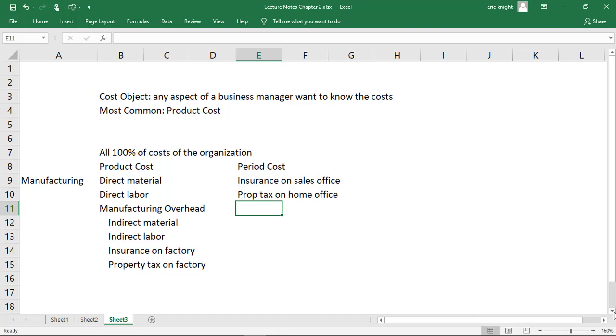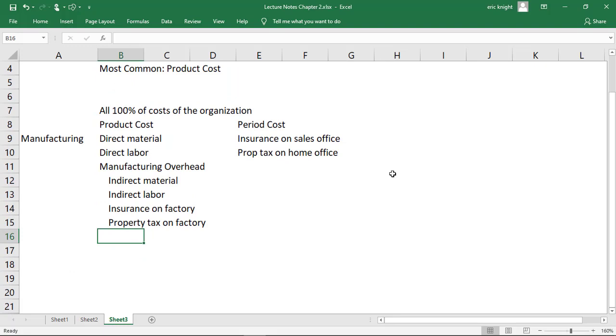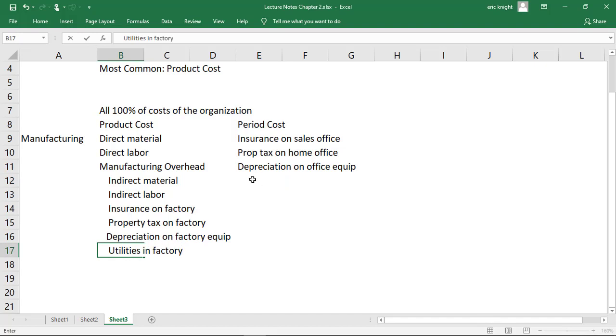Right? Let's move down a few inches here and give us some more room. Let's see. Depreciation on equipment. That's definitely going to be manufacturing overhead. It's in the factory. But depreciation on the office equipment, that would not be. Utilities in the factory, that would be a manufacturing overhead, but utilities at the headquarters, that would be something else, right? We're assuming that the factory is not the same as the headquarters or the home office, just to make it simpler.